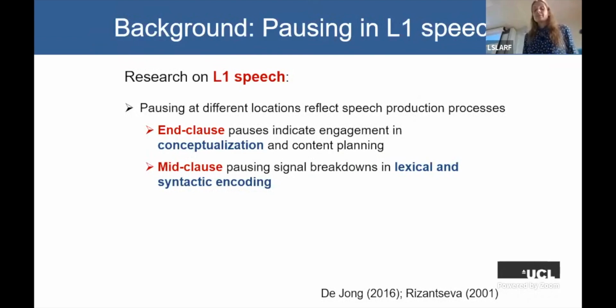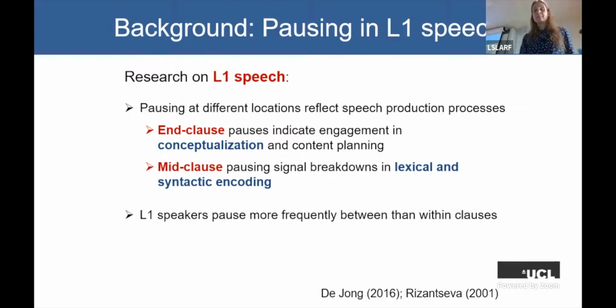From first language acquisition research, we know, or at least it has been assumed, that pausing at different locations is going to be associated with different speech production processes. End-close pauses are assumed to indicate engagement in conceptualization. Remember, this has to do with what one wants to say. On the other hand, mid-close pauses might signal breakdowns in lexical and syntactic encoding processes. And there is also empirical evidence suggesting that this might be the case.